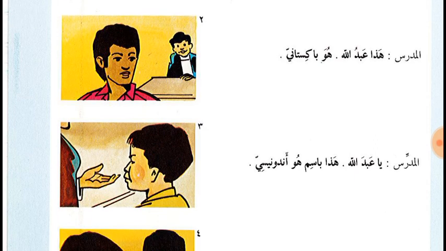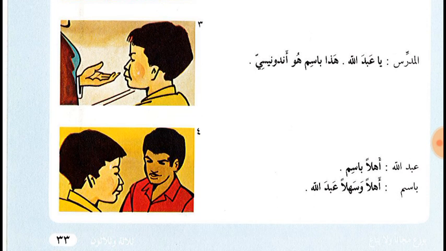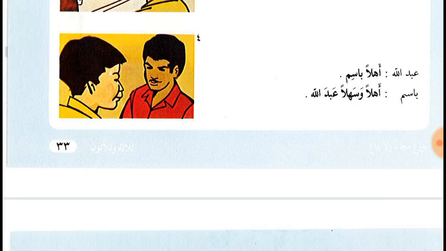This is Abdullah. He is a Pakistani man. This is Basim. He is an Indonesian man. Ahlan Basim. Welcome Basim. Ahlan wa sahlan Abdullah. Welcome Abdullah.